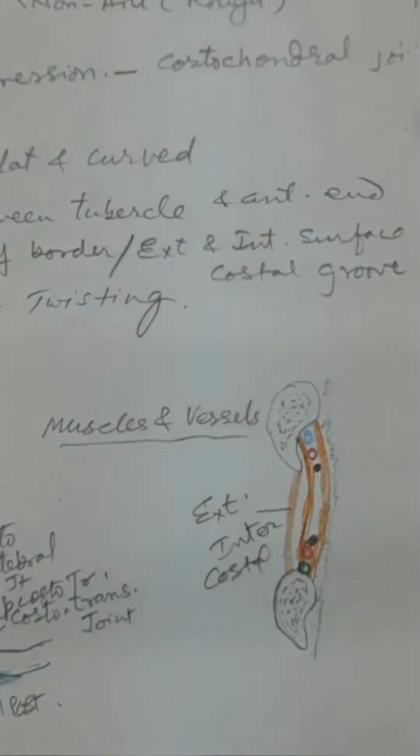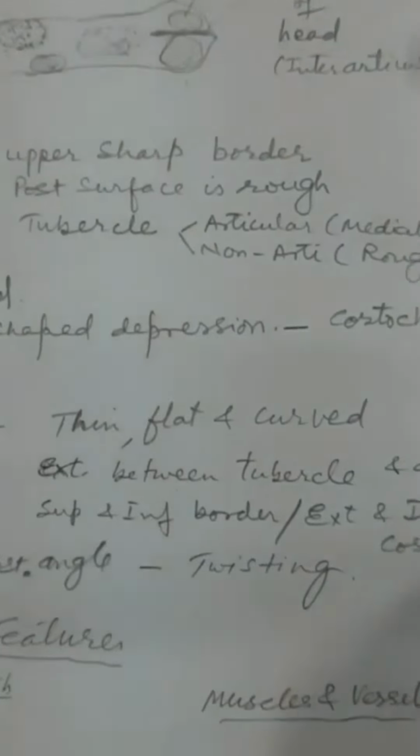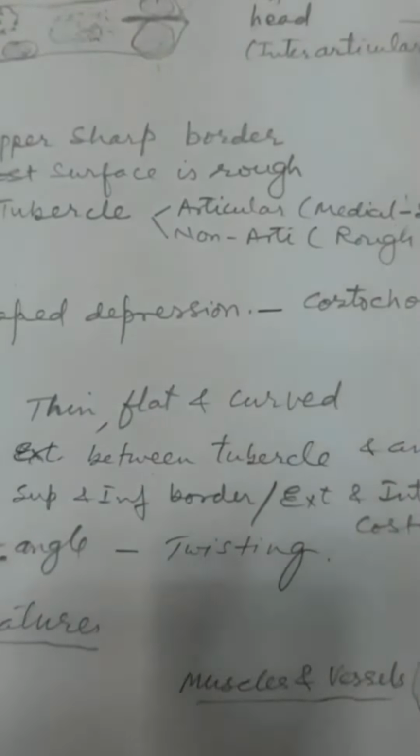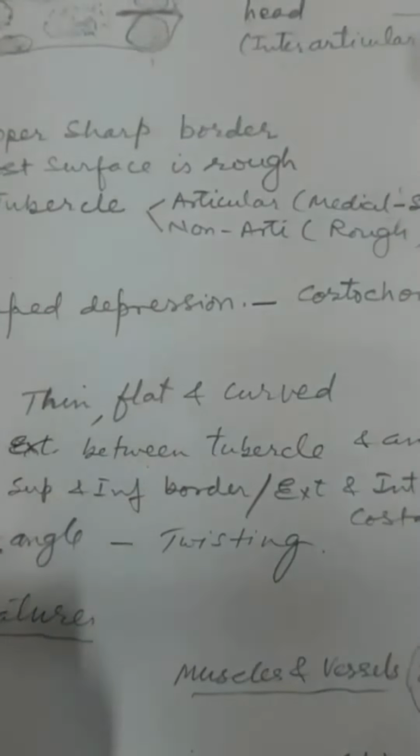I think this completes the bony features, attachments, and joints of a typical rib. So we have completed the typical rib, and I told you the typical ribs were from where to where? Third, fourth, fifth, sixth, seventh, eighth, and ninth also. So from third to ninth were the typical ribs. We have covered the ribs of the thoracic cage from third to ninth. That means the next video will be on the first rib, which is atypical. Thank you very much for watching this video.